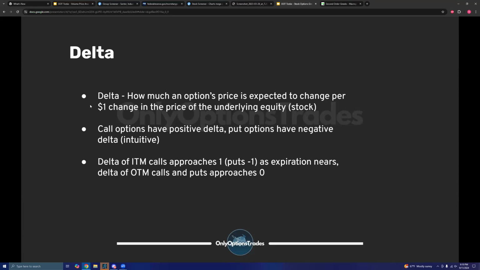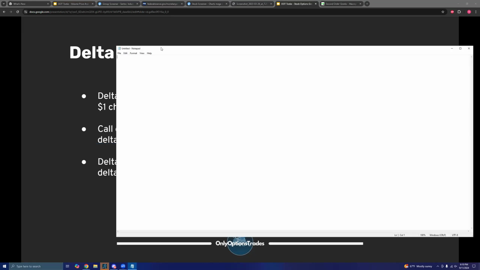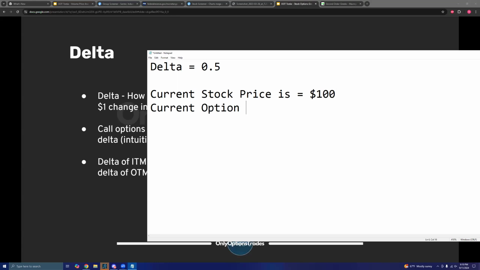So I just want to give a quick example, which will bring out the good old notepad again. Let's say, for example, the delta of an options contract is 0.5. I'll zoom this in a little bit so you can all see really clearly. The current stock price is 100, and the current option price is, let's just say, $350.